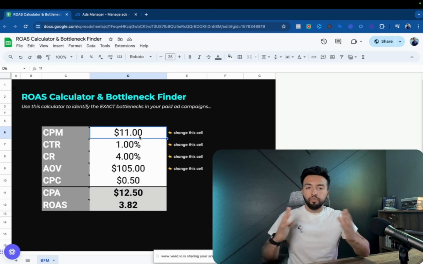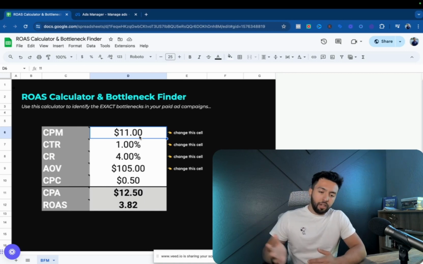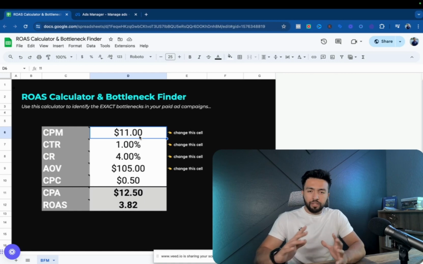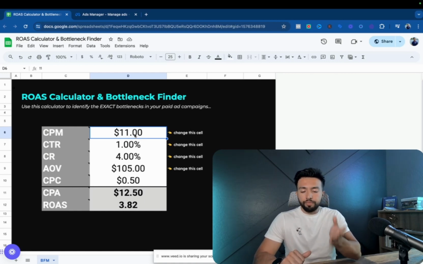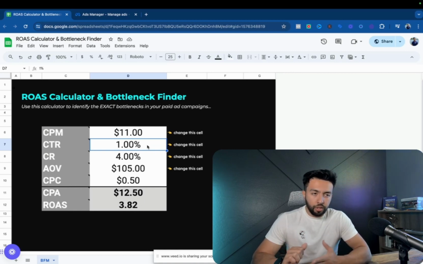So the CPM, typically, if the CPM is too high, then you're reaching the wrong audience. You're reaching a very competitive audience, and that will get you a lower ROAS. A CPM of $10 to $12 is a good CPM. I think that's the average. So let's just go with $11 CPM. Click-through rate, typically a good click-through rate is a minimum of 1% up to like 3%. That's just how many people are actually clicking on your ad, the percentage of clicks. So the more people that click on your ad, the higher chance you have of converting them.